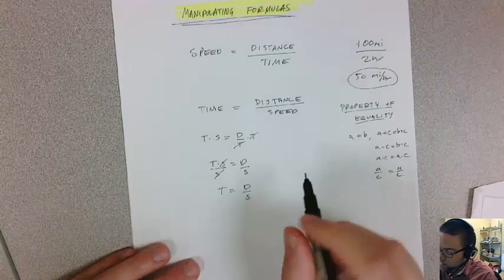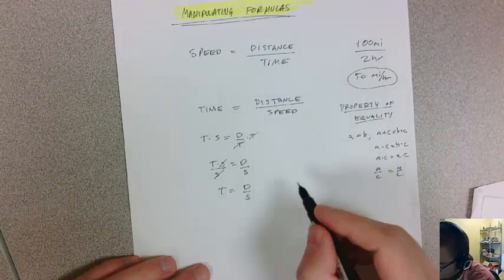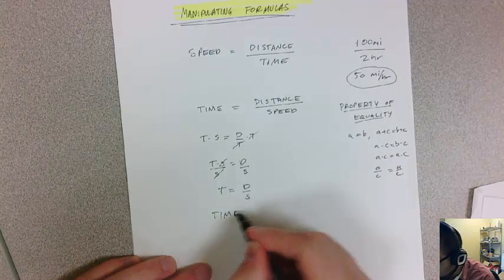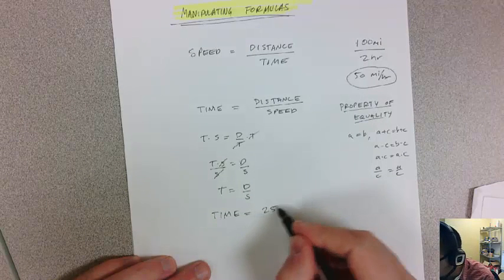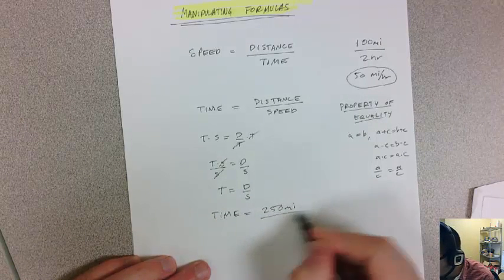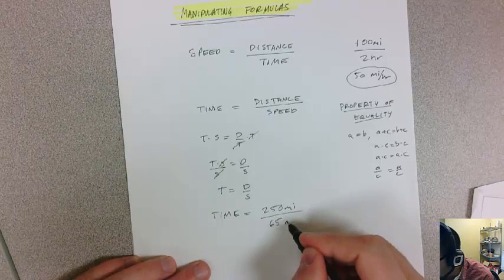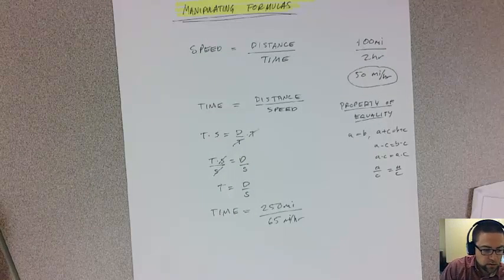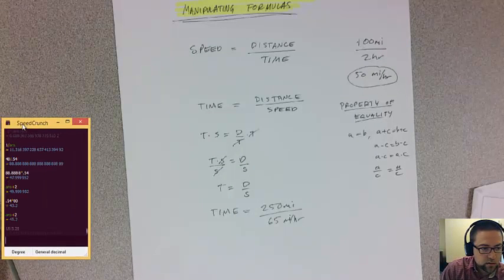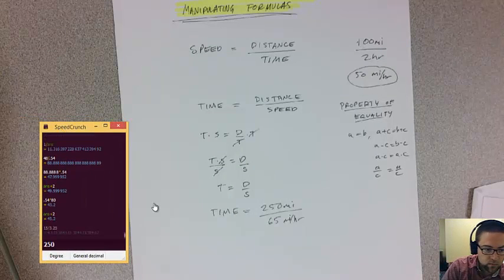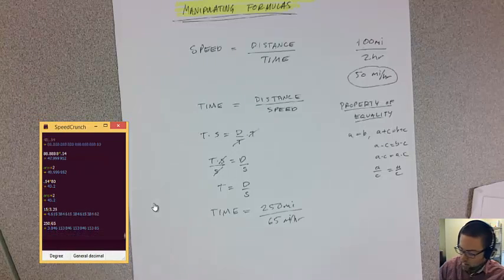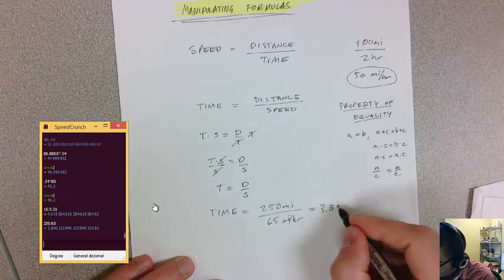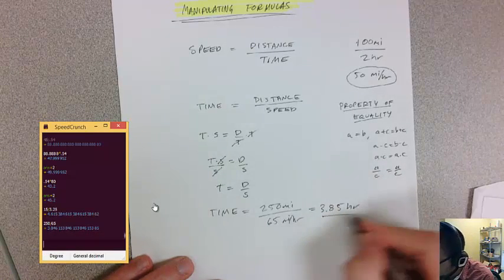Okay, so say I want to travel 250 miles and I'm going to go 65 miles per hour. Now I can give you an answer just by plugging those in. So 250 miles going 65 miles per hour. Right, and I'll just do that with my calculator. And it would take me approximately 3.85 hours, right? So that would be the time.